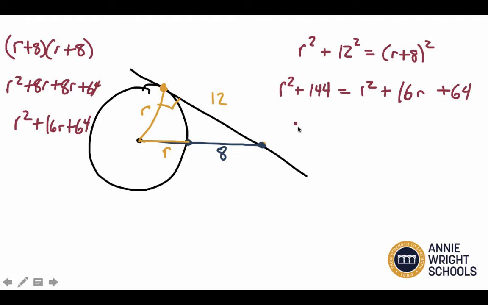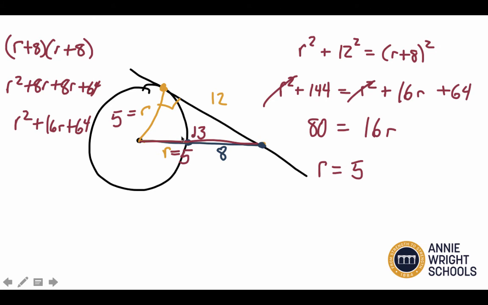When we solve for r here, I end up getting 144 minus 64. What is that? 80. 80 equals 16r because the r squareds cancel. They're on both sides. Divide by 16. When I divide by 16, I end up getting 5. So this is a 5 and then this is a 5. And there was actually an easier way to do this. 5 plus 8 is 13. So I was trying to build in a little triple there to make the math easy for me. But just be careful with your algebra.